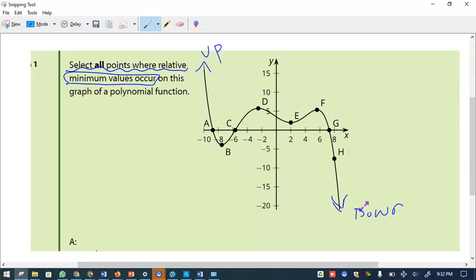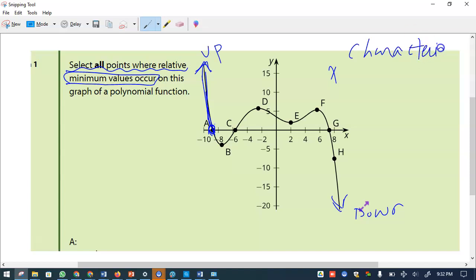Now, what is the relative minimum? If you see this graph, it starts from the top, then it goes down. Then you'll see there is a point which is the x-intercept. So these are the characteristics of a polynomial function.